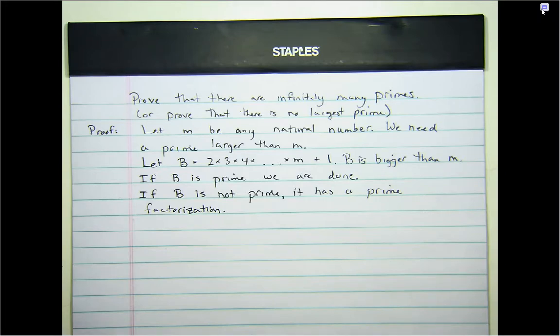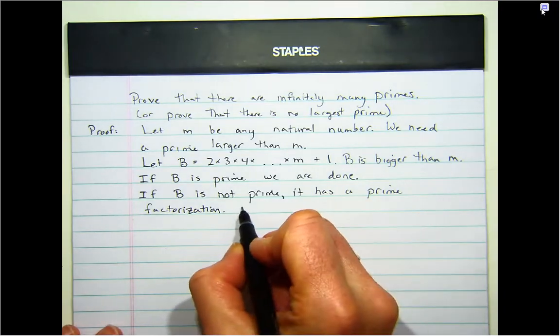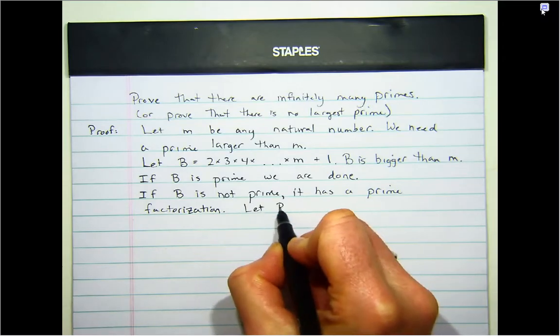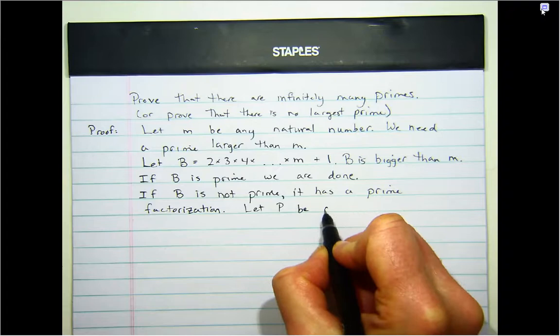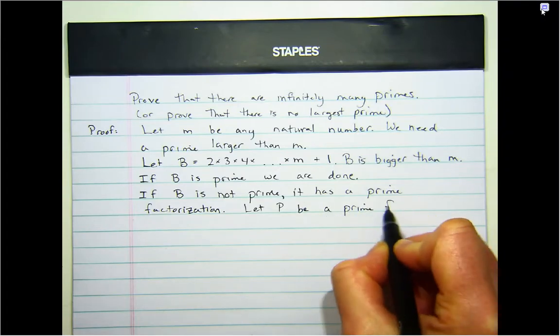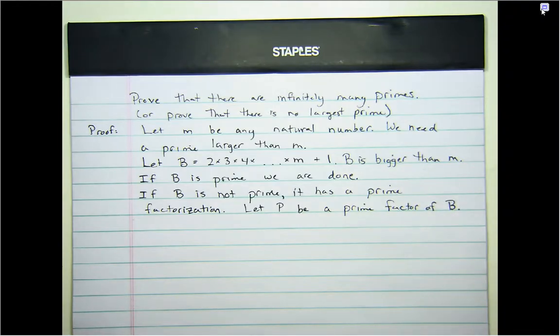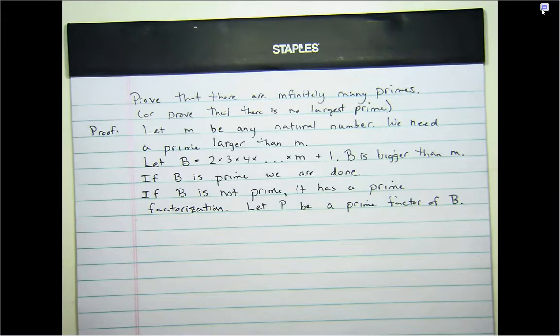Because that's what it means not to be prime, right? It has a prime factorization. Okay, so if B is not prime, it has a prime factorization. Let P be a prime factor of B. So I have a prime factor of B, P.